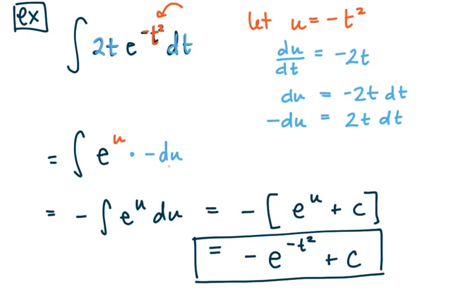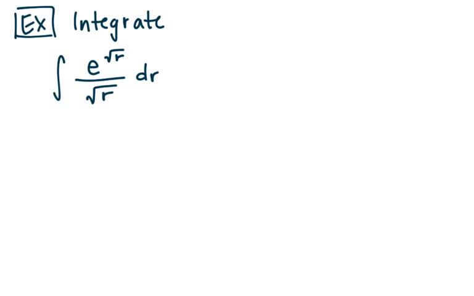So I'd like to show you one last example in this video, and this one can be a little bit tricky. So here we're going to integrate e to the square root of r divided by the square root of r, integrated with respect to r, dr. So we've got options. We might look at this and go, okay, well, this square root of r in the exponent, that could be my u.